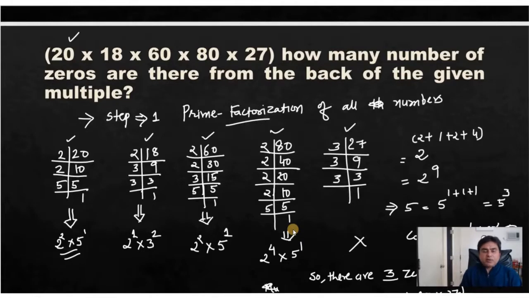Now we have to consider only 2 and 5 because we are counting zeros. Adding up the powers of 2, there are 9 2's, so 2 to the power 9. For 5, the powers are 1, 1, 1 and 1, so 5 to the power 4. Now we have to compare 9 and 4. So 4 is lesser than 9. So there are 4 zeros in this particular product.